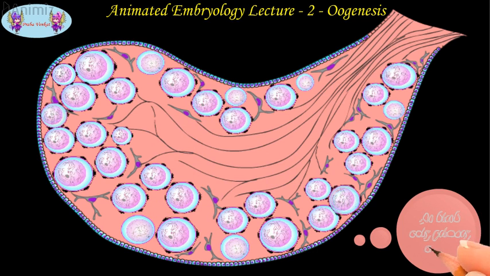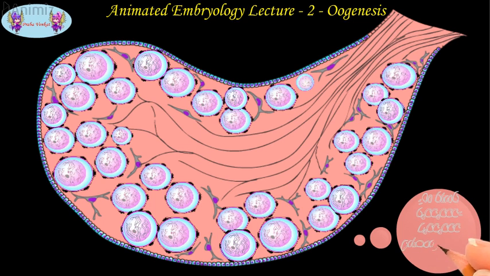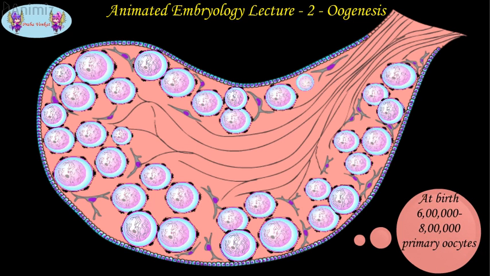At the time of birth, nearly all the oogonia will be converted into primary oocytes, and all the primary oocytes will be in the resting stage, the diplotene stage of prophase 1 of meiosis 1. This stage of dormancy is achieved by the oocyte maturation inhibitor, a small peptide secreted by the follicular cells. At birth, only 6 lakhs to 8 lakhs of primary oocytes will be present in the ovary. Just a recollection: by the 7th month of intrauterine life, the ovary had around 7 million oogonia.